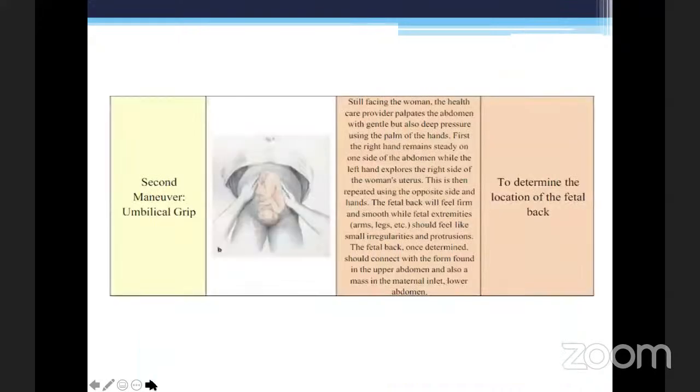Next slide. The second maneuver, which is the umbilical grip, gives us information on the fetal lie. The examiner again faces the maternal head and grabs the sides of the abdomen with the palms of both hands. That is why it's called the umbilical grip. Determine which side the fetal back is on or other parts. The fetal back will be flat and firm, which can be used to assess the heartbeat of the baby.